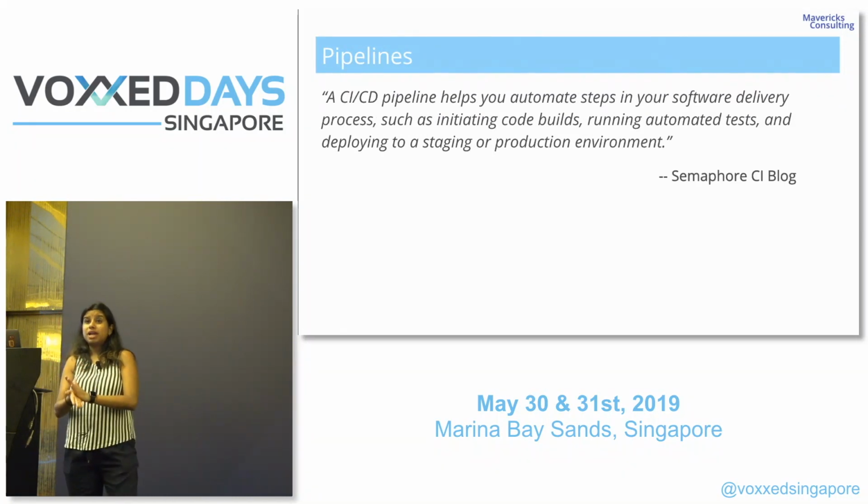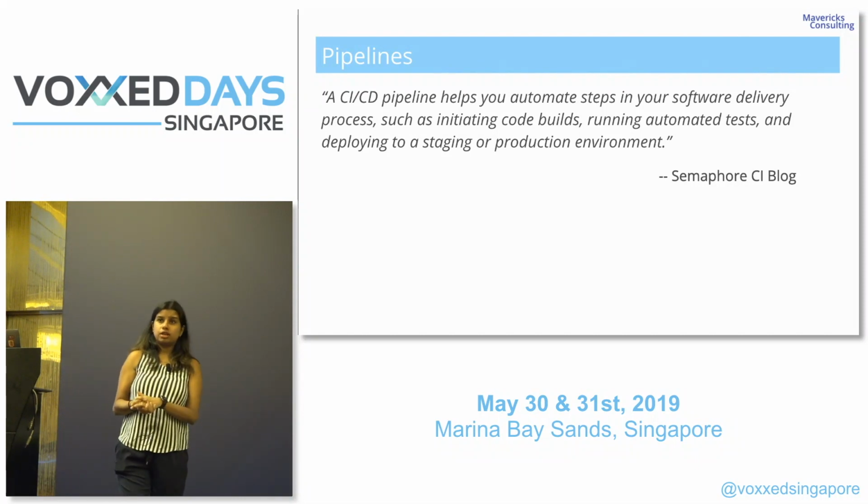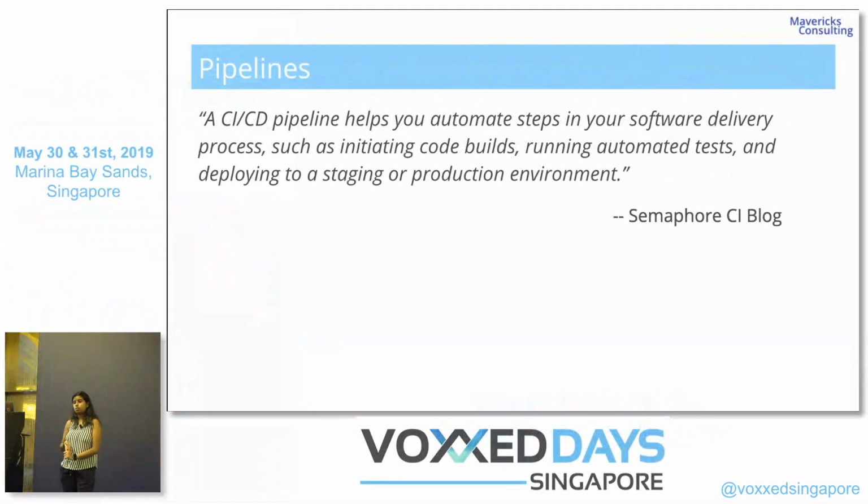The other one is pipelines. If you have used Jenkins before, you might be familiar with the concept of pipelines. A CI/CD pipeline helps you automate steps in the software delivery process, such as initiating code builds, running automated tests, and deploying to a staging or production environment. I lifted that from the Semaphore CI blog.